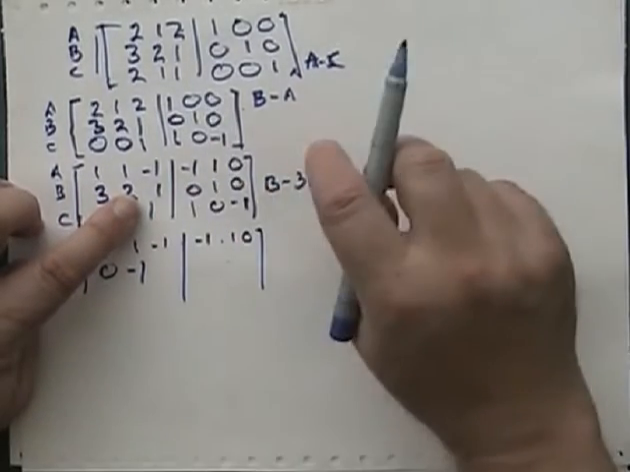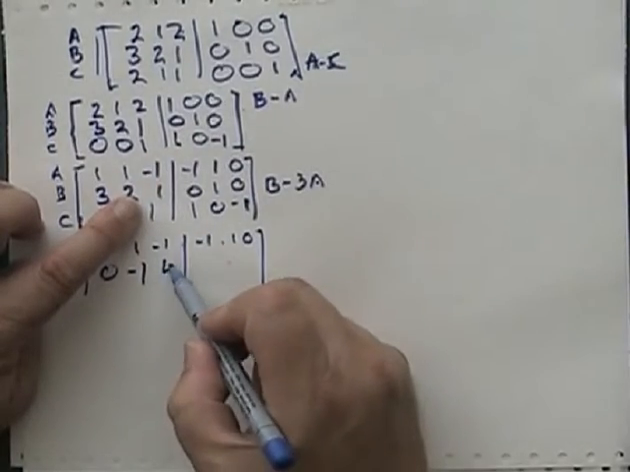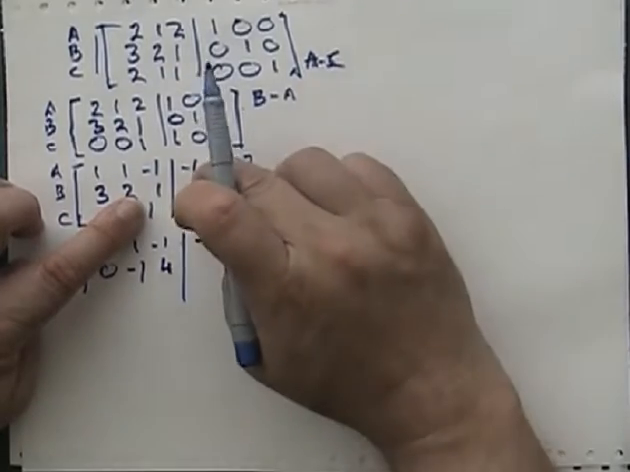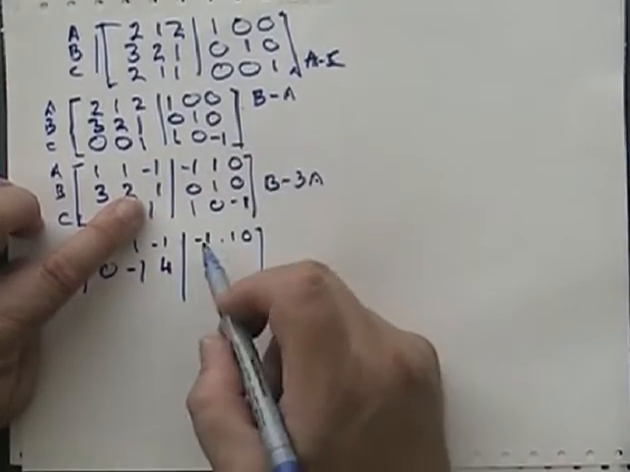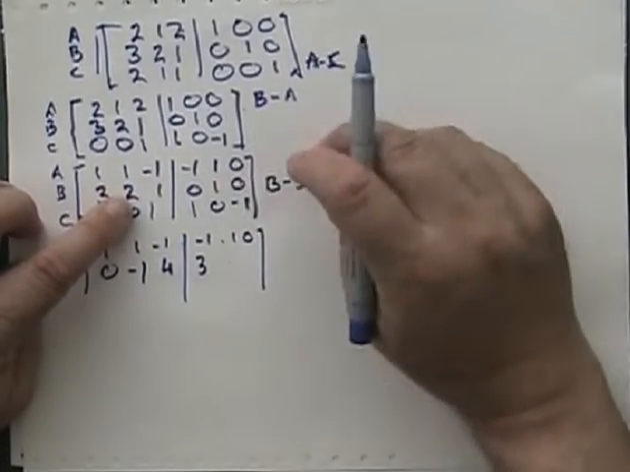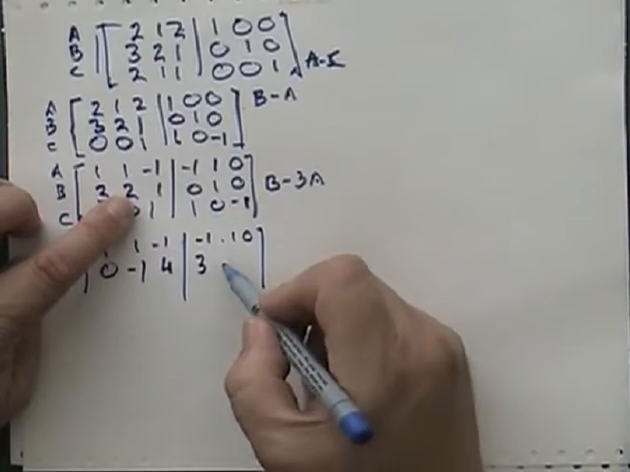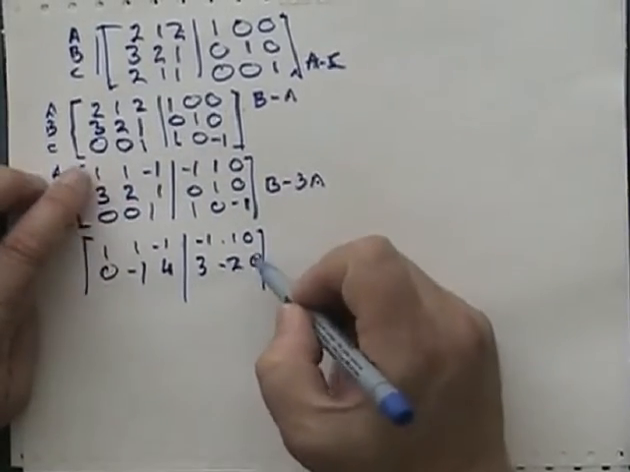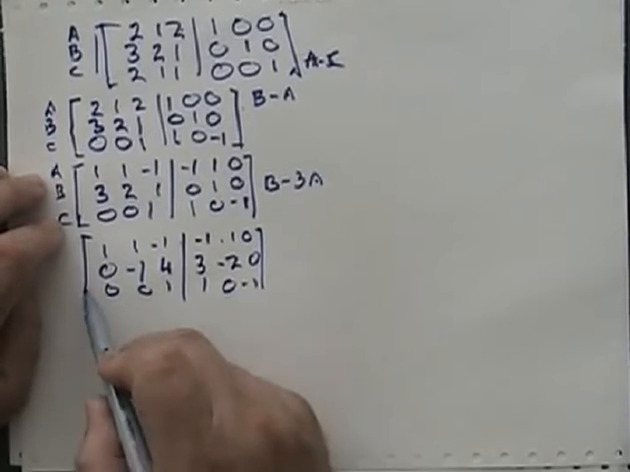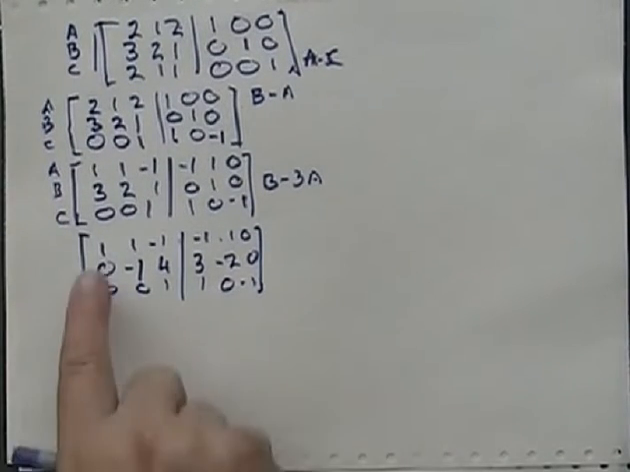And 1 minus 3 becomes positive 4. 0 minus 3 becomes positive 3. 1 minus 3 times 1, so it's going to become negative 2, and that's still going to remain 0. I didn't touch the bottom row, so 1, 0, minus 1. Okay, so I've now got a 1 there.